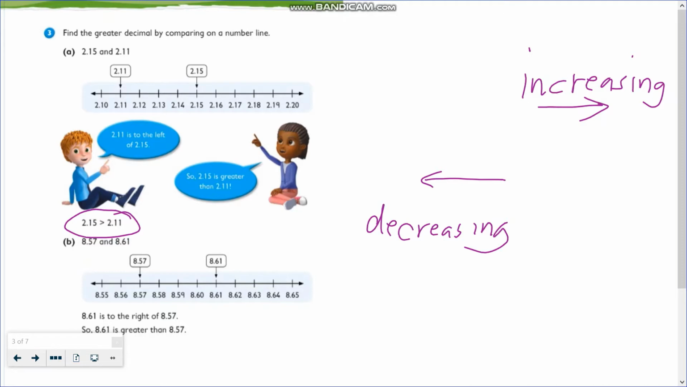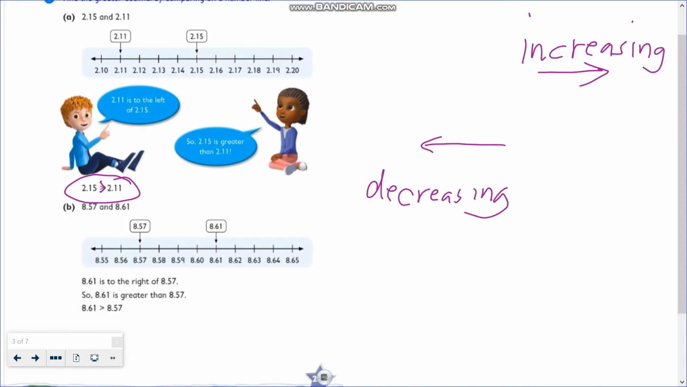hundredths. Remember, we're using the symbol greater than and less than. So you always put the mouth to the larger number and you always put the point of the arrow to the smaller number. Letter B. Let's compare 8 and 57 hundredths and 8 and 61 hundredths. So 8.57 is on the left of 8.61. So that means that 8.61 is greater than 8.57. Or we can write 8 and 61 hundredths is greater than 8 and 57 hundredths.